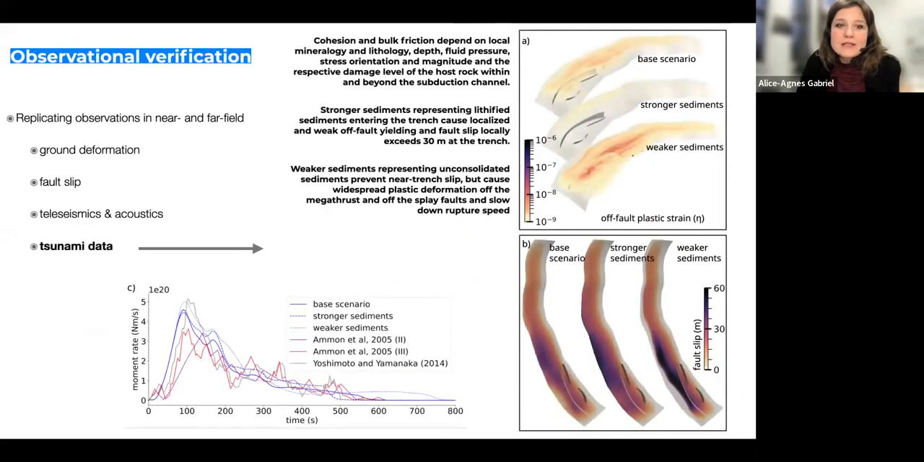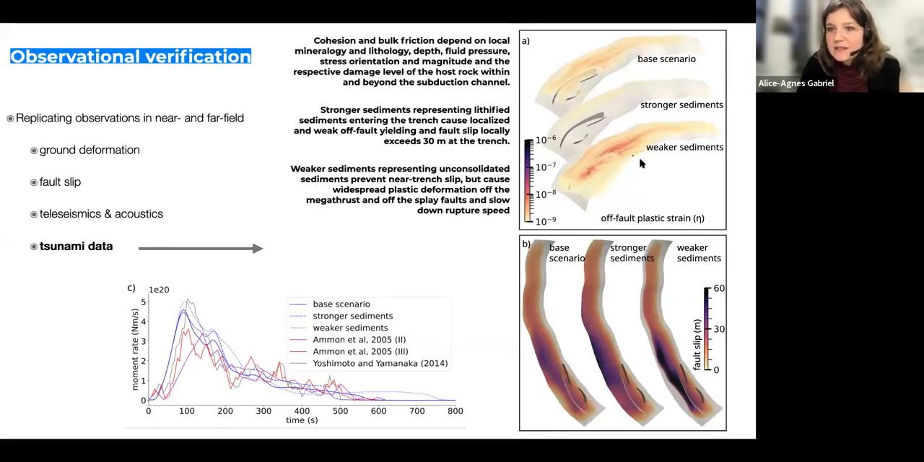Now, what's interesting is if we're also trying to match tsunami data. And this is where the role of the sediments becomes really apparent. So if we are changing the sediment strength according to that plot that Chris just asked me about, to stronger sediments or weaker sediments, we see a variation in slip. If you have stronger sediments, you see more slip to the trench. If you have weaker sediments, slip is pushed away from the trench.